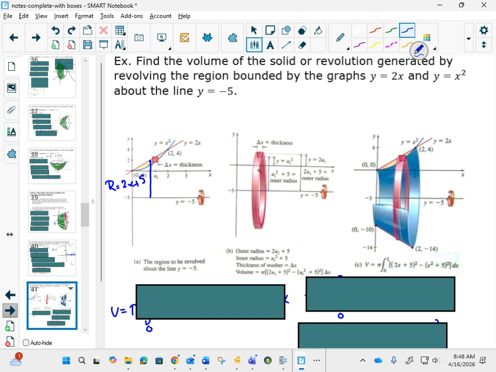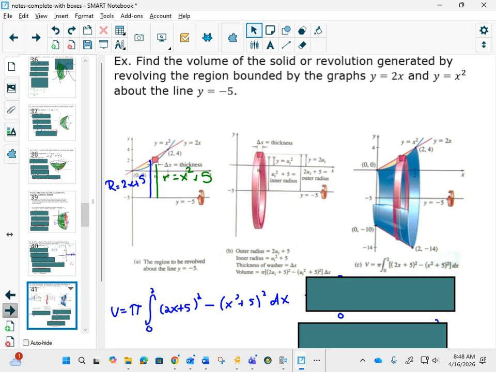And my small radius is the x squared graph, but the x squared will only get me to the x-axis, and then I would have to add 5 to that. So I've got my big radius and my small radius, and then I'm going to put this together. So my volume will be pi, here's my big radius, 2x plus 5 squared, minus my small radius, x squared plus 5 squared.